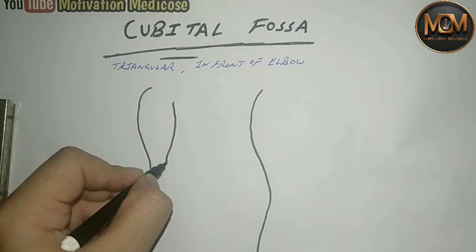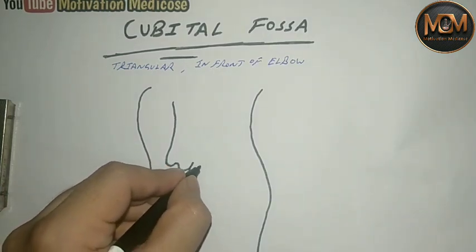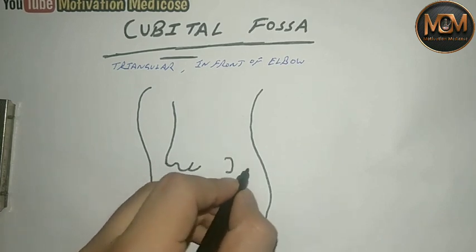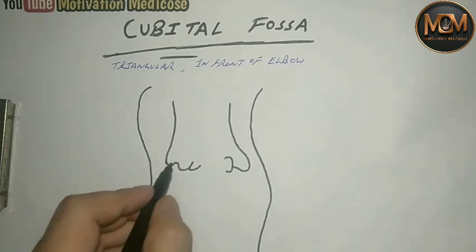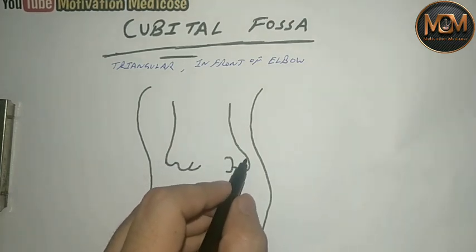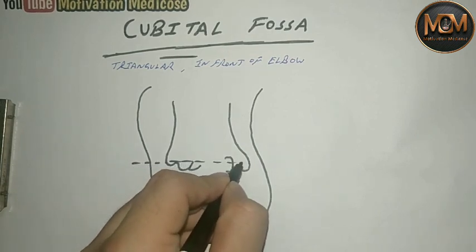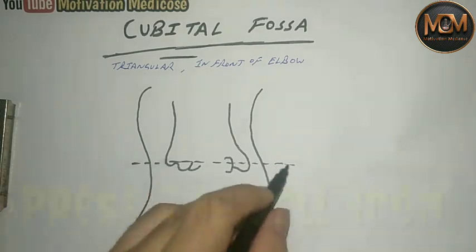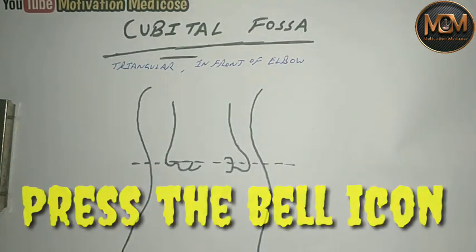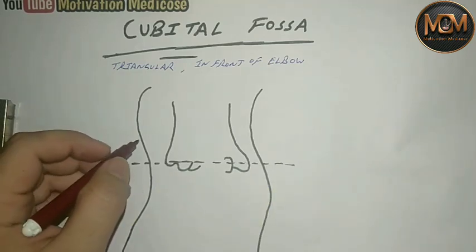Now this is humerus. I am drawing it for better understanding. These two structures are the epicondyles of the humerus. So we draw an imaginary line passing through the two epicondyles. This will give us the base of the cubital fossa. Since a triangle contains two sides and a base, we have drawn the base. Now the two sides.